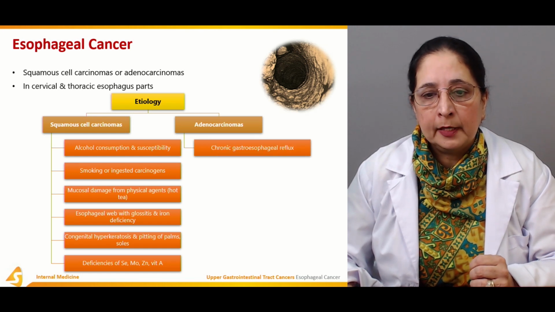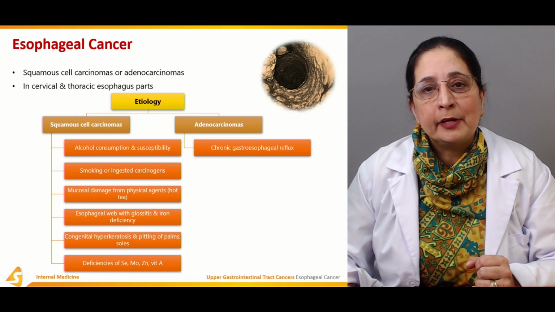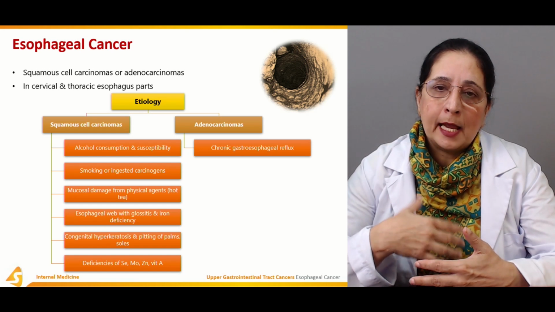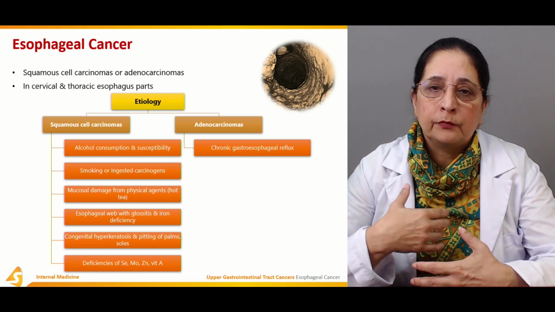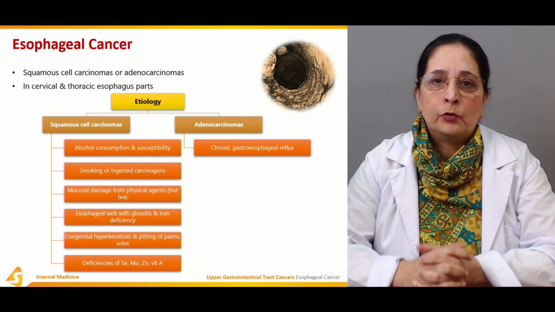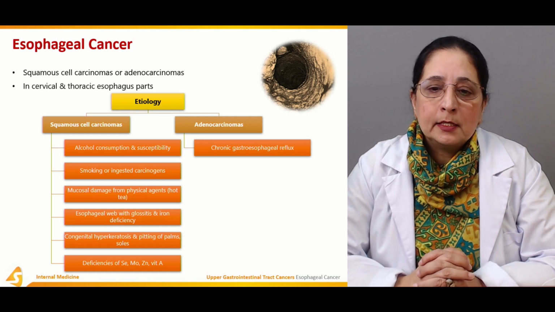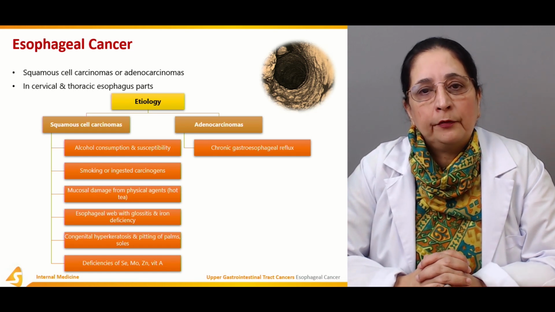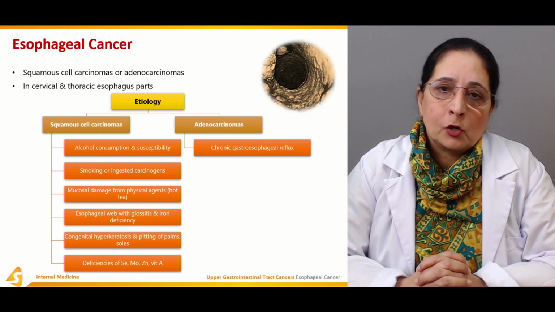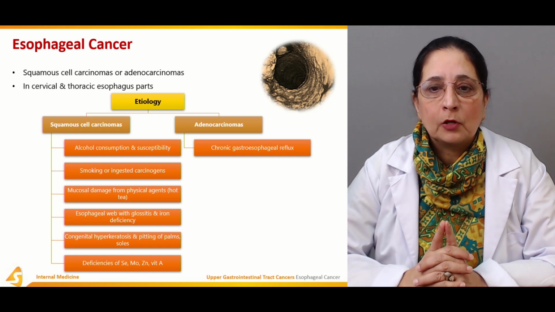Adenocarcinoma of the esophagus is due to chronic gastroesophageal reflux. Reflux is the going back of the acid or food particles. It also causes heartburn. If there is chronic gastroesophageal reflux disease or heartburn, that can cause adenocarcinoma of the esophagus.